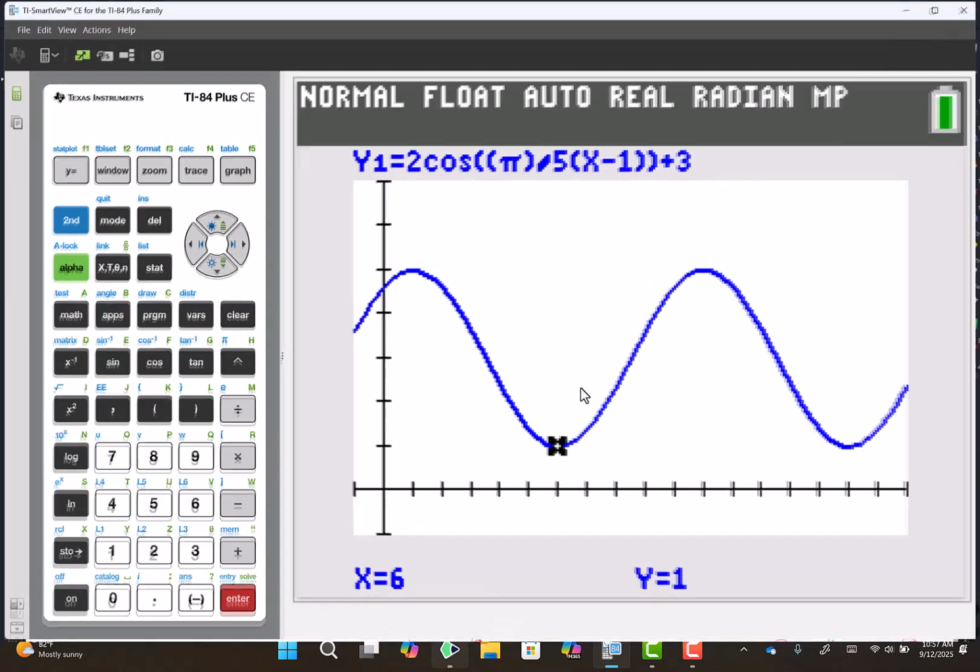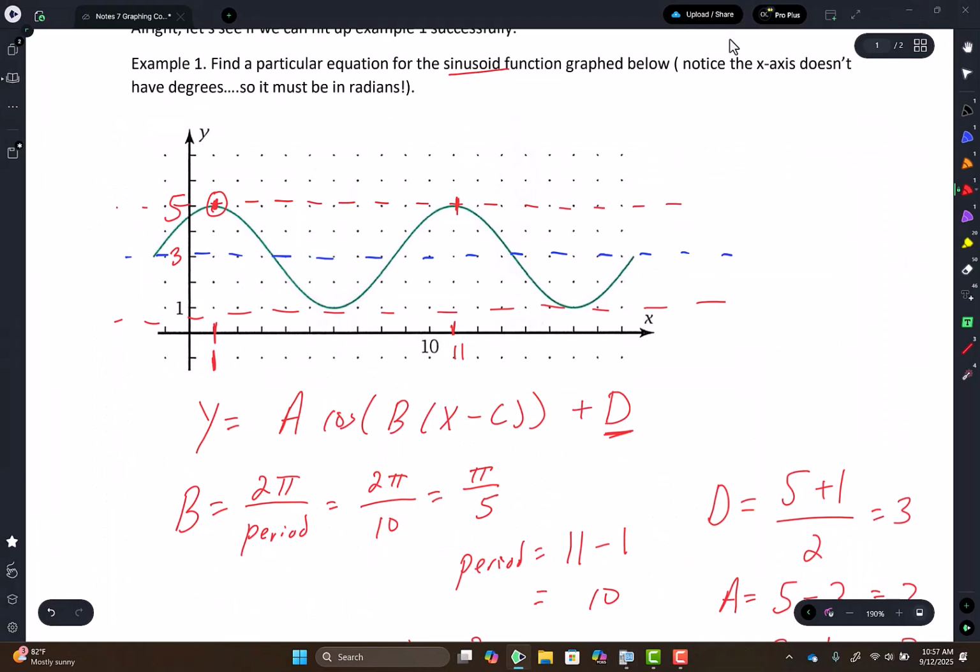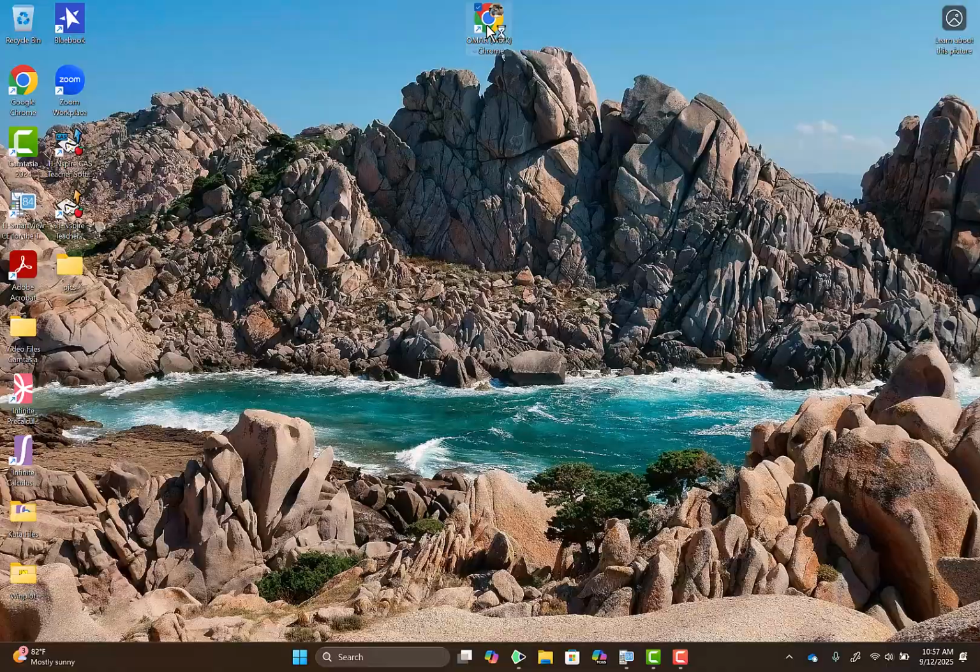Now, when you go home, you might not have a calculator. If you don't have a calculator, relax. You have access to Desmos as long as you have internet access. You can also use Desmos on your phone. So here's how you use it.